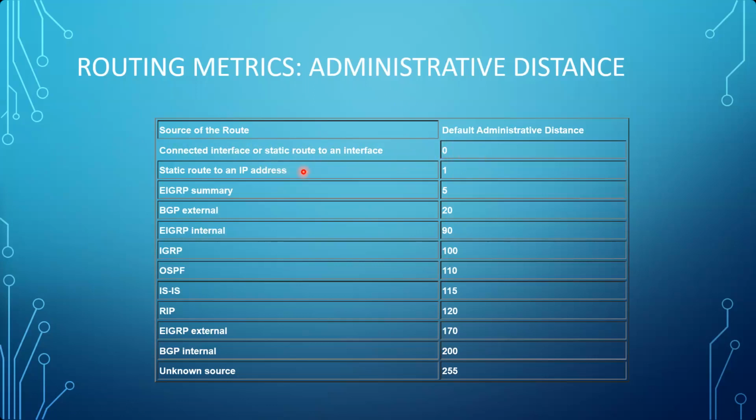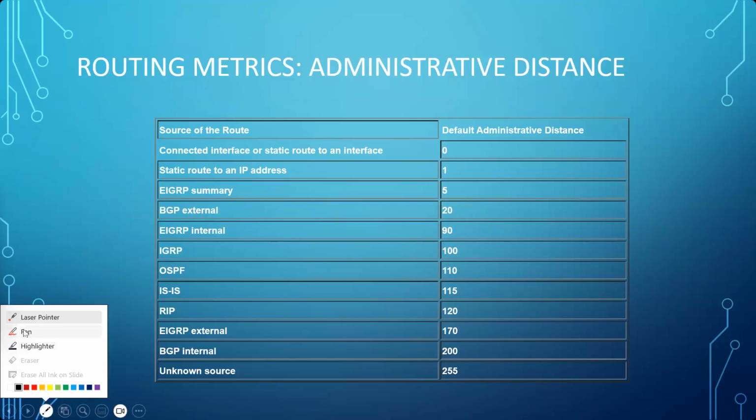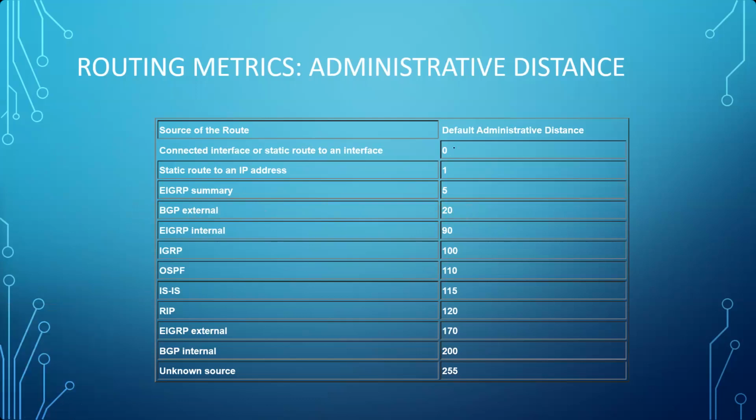But if it's a statically entered route by you, the administrator, well, the router's not going to trust it as much as its own interface, but it will trust it enough that it will trump most other routes. It's going to give it an administrative distance of 1. And pay no attention to EIGRP summary right now. You guys won't be doing any summary routes. BGP external, or BGP, it's going to have a trust of 20. Let me put some circles around this, the ones you really need to pay attention to. All right.